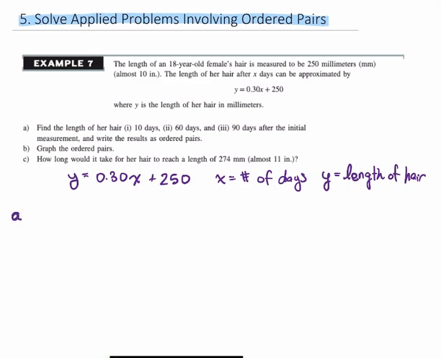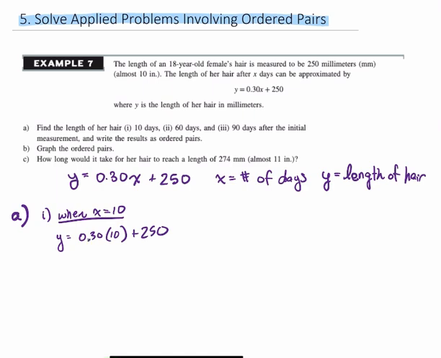So part A asks how long it will be after 10 days. Remember, x is the number of days, so they're asking us when x equals 10, what is y? Same kind of setup we've worked with before. Let's just plug in 10 for x. This would be y equals 0.30 times 10 plus 250.